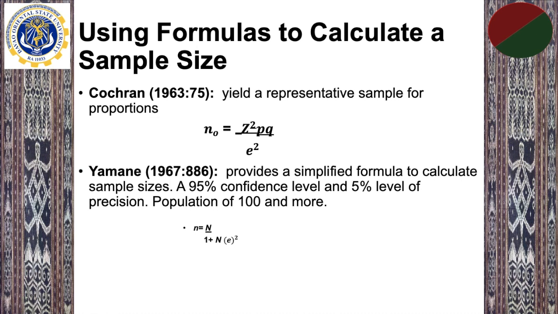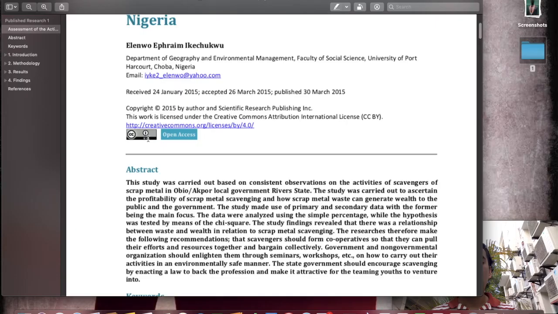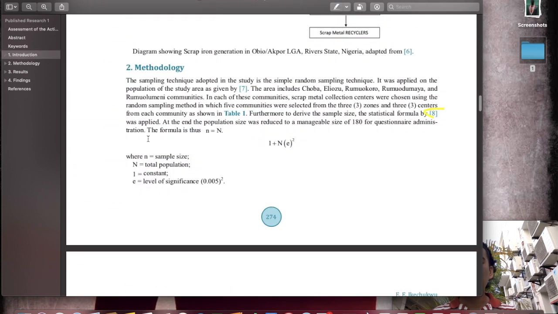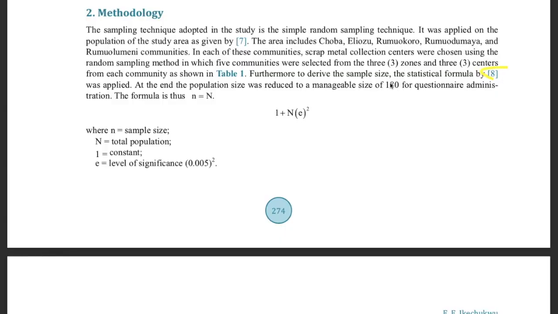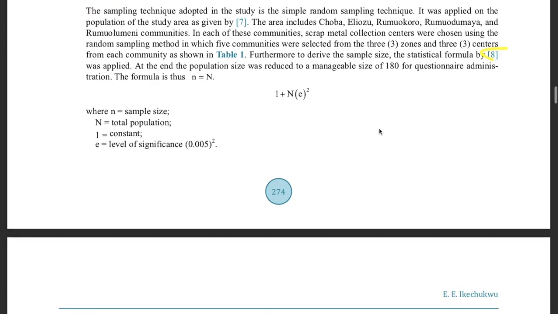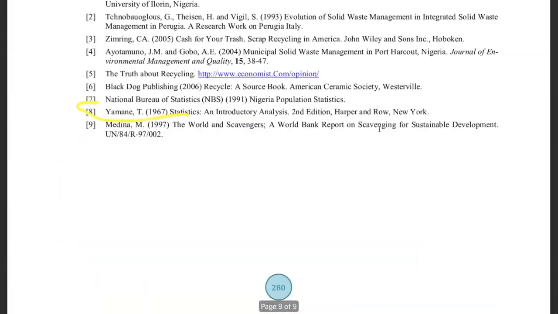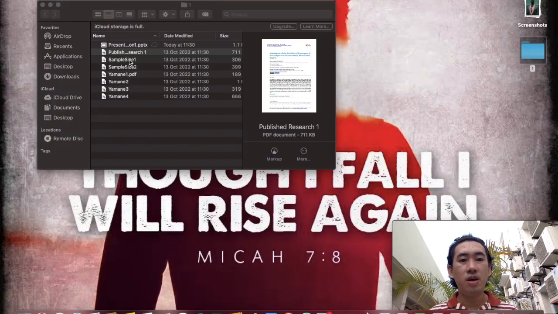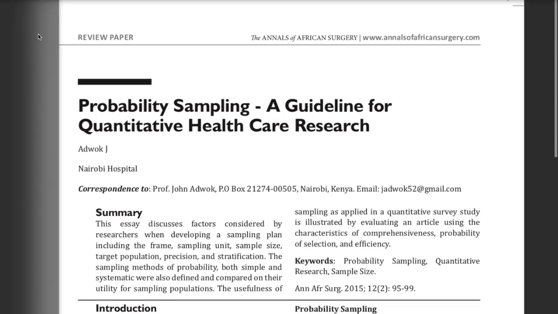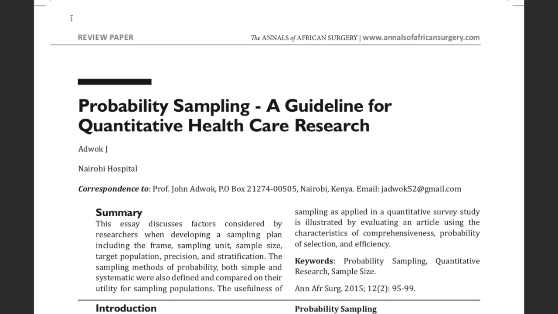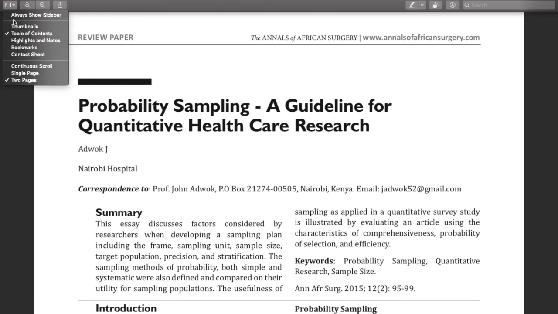Let's discuss further why we are using Yamane, based on the following articles or journals. This journal here talks of using Yamane as the formula for selecting the sample size. You'll notice the number 8 here. If we refer this to the references, it refers to the formula of Yamane Taro. Another journal here is on probability sampling, a guideline for quantitative health research or healthcare research.